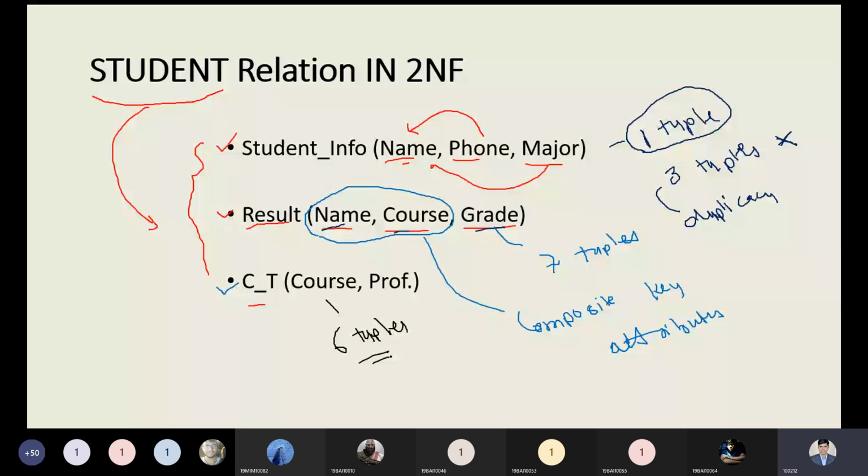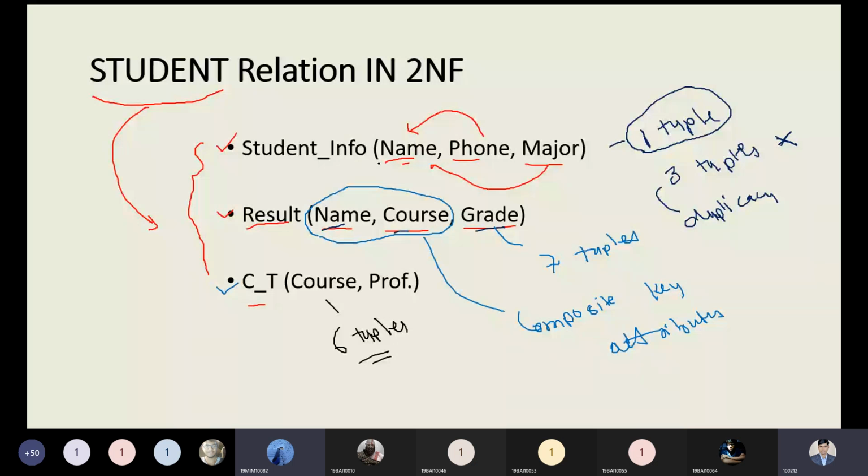So after decomposition, followed by the second NF, what we are seeing is that each and every relation, that is each sub-relation decomposed from the main relation, has no duplicacy. So from first NF to second NF, we are removing, eliminating the duplicacy. So this is the point. Is it clear to all right now? Please tell me with this example.